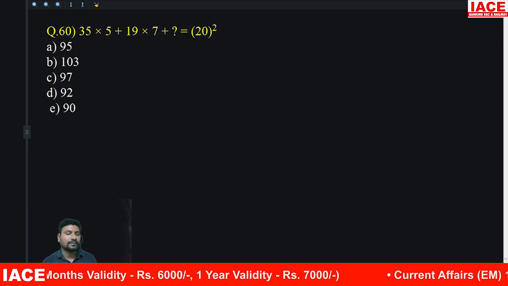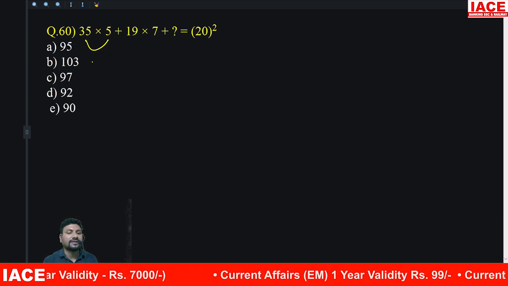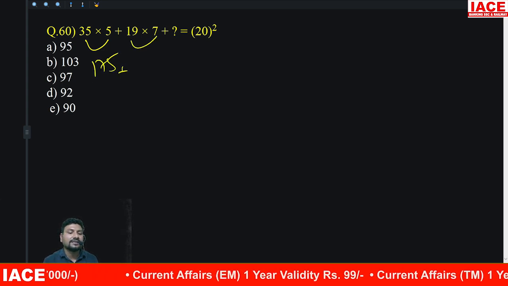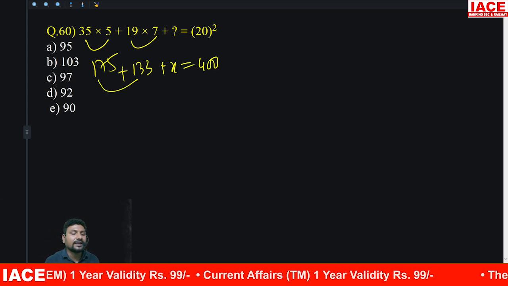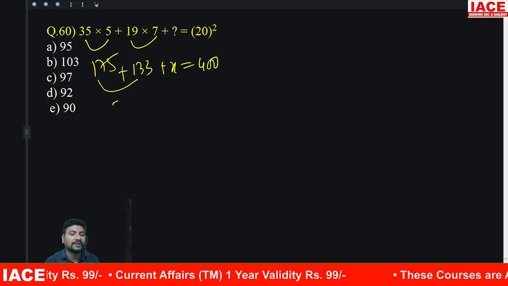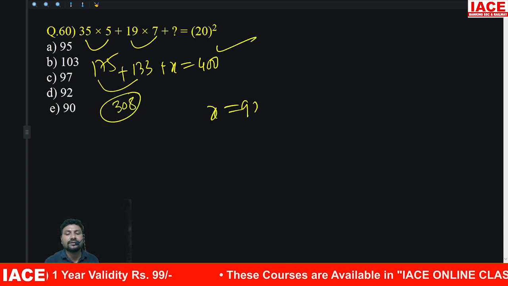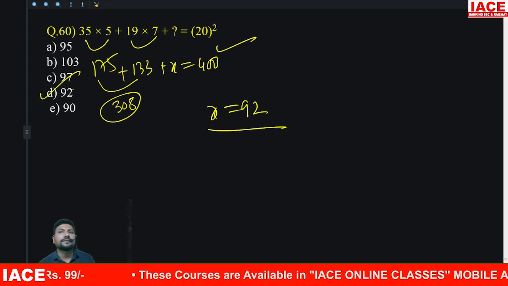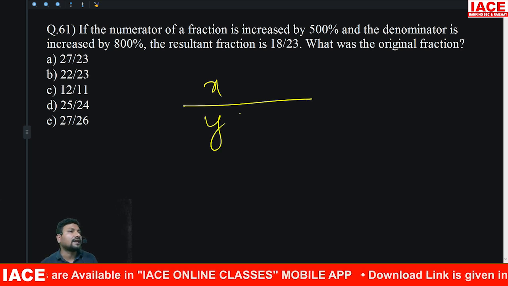325. 35 5s are, 35 5s is how much? 5 30s are 150, 5 5s is 25, 175. 19 7s are. So 170 plus 130, 300. Extra 5 plus 3, it is a 308. 308 is removing from 400, x equal to what is the answer? 92, option D.